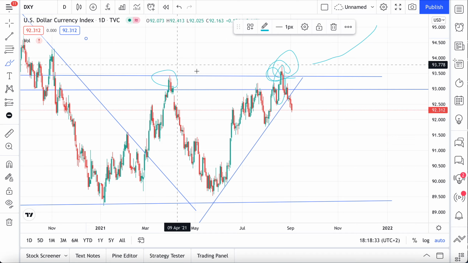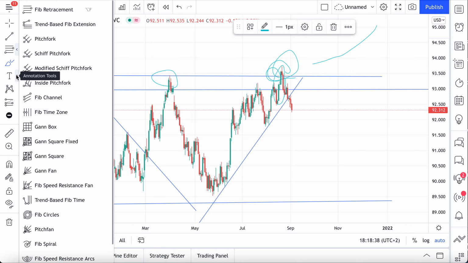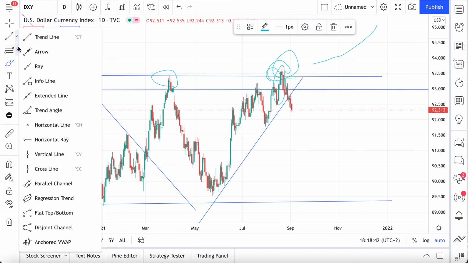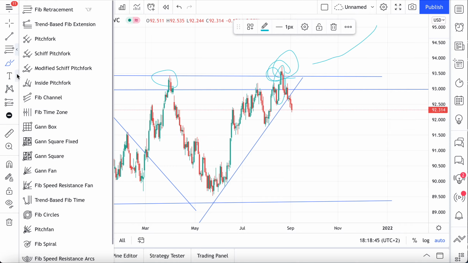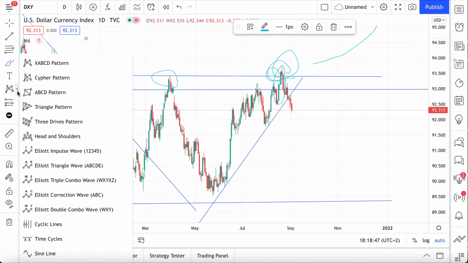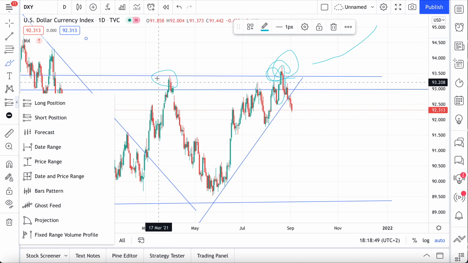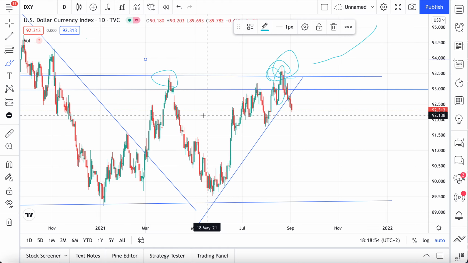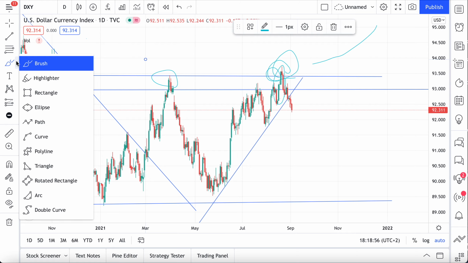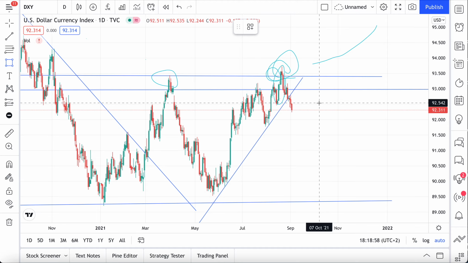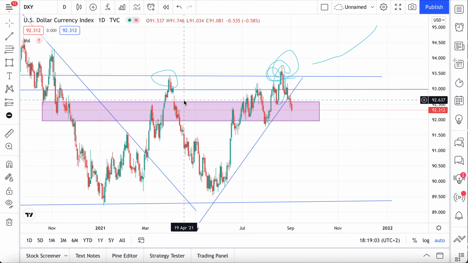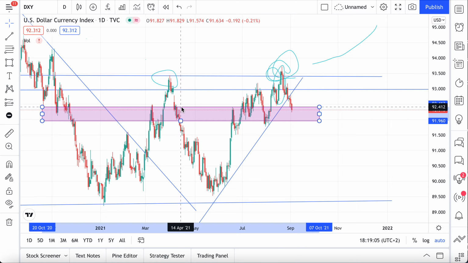But we also have to consider this resistance here. I want to show you. Yeah, here it is. Look, for example, if we put a box in here, these are simple but important.